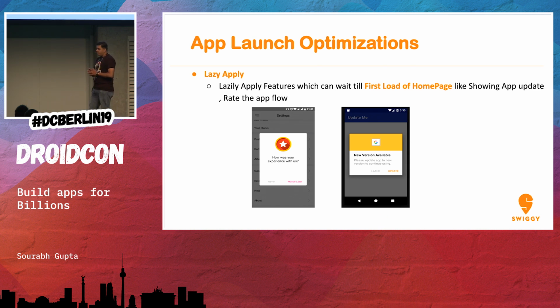Earlier, we used to make a network API call, a blocking call, to show all this experience, which is now moved to the background thread. And it will be applied lazily. It's not required for the first-time app launch.